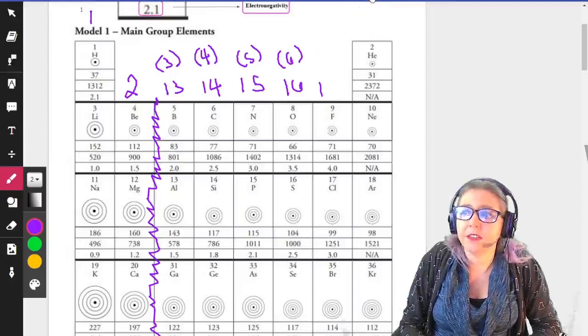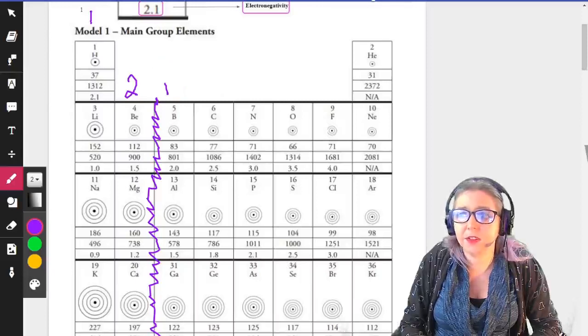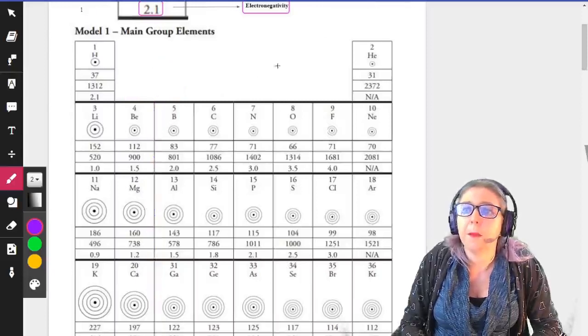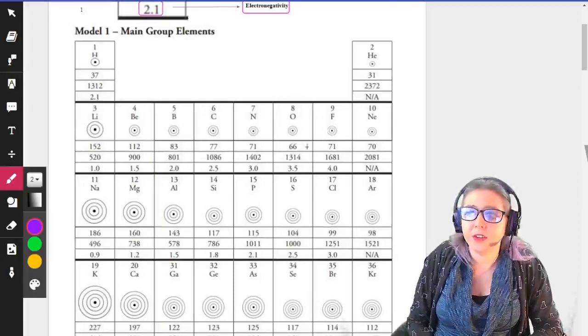And then my periods are the rows. So my groups are a little bit wonky because I skipped 10 of them in the middle of this table. But my periods are my rows. So this is period 1, period 2, period 3, period 4.